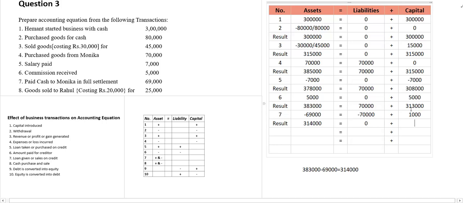But what about this side? 3,13,000 plus 1 becomes 3 lakh how much? 14,000. So once again both sides are equal, right? So these are the three key points. Only this one, which number was it? It was tricky.